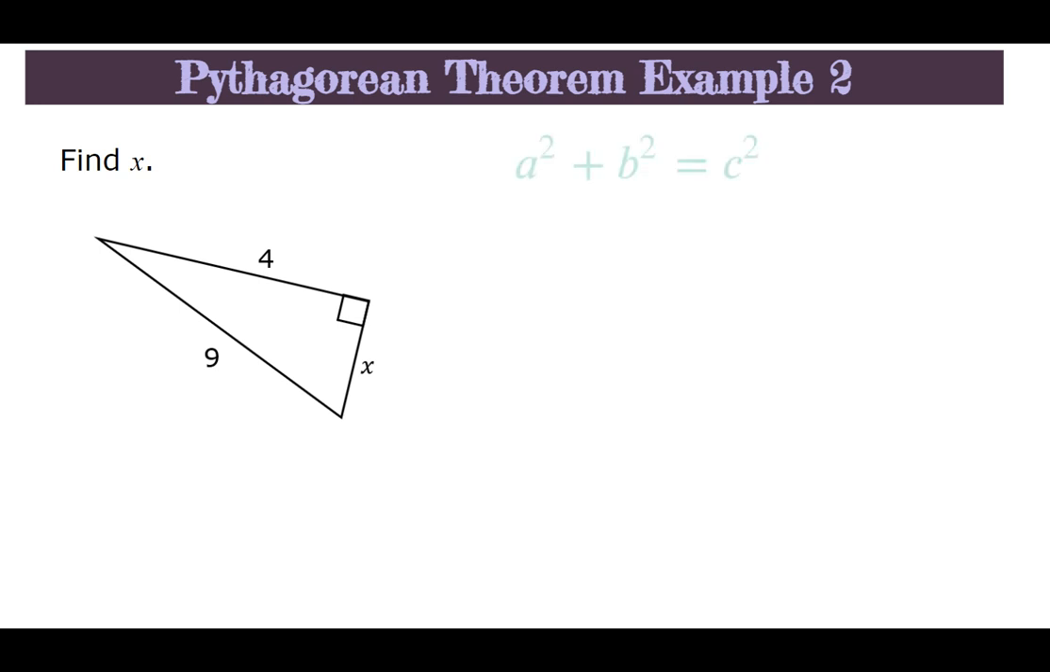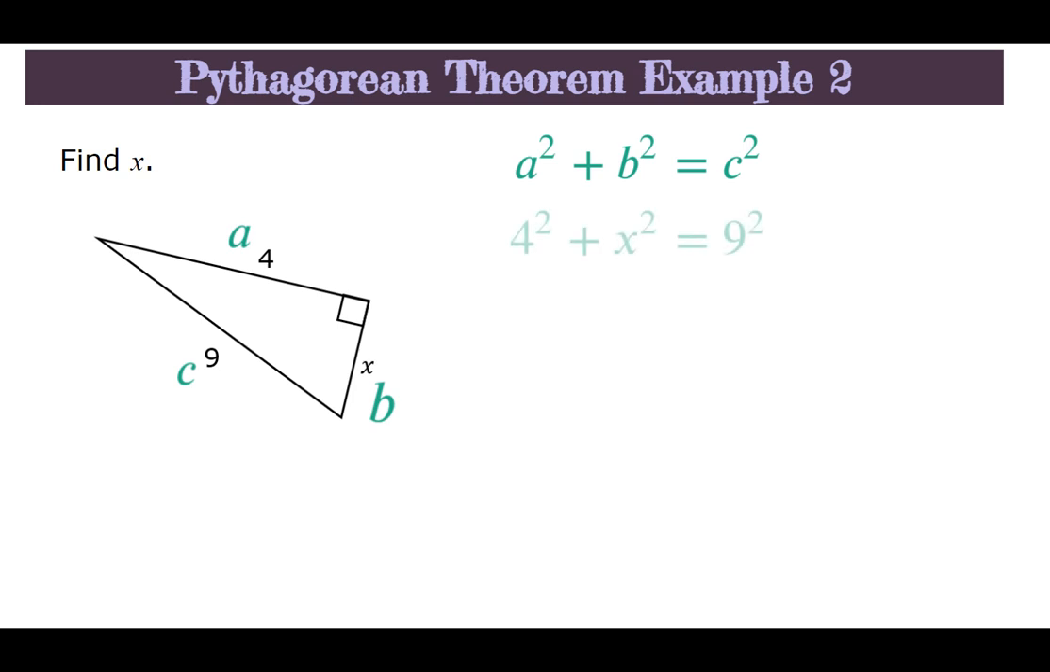Example 2. Again, find x. Let's start with that Pythagorean theorem. A squared plus b squared is equal to c squared. And again, let's identify the sides of our triangle. Well, we know that side C is the hypotenuse. And in this figure, 9 is the length of our hypotenuse. So I'm going to label that with a C. A and B, it does not matter. So I'm going to choose side length 4 for A and side length X for B.